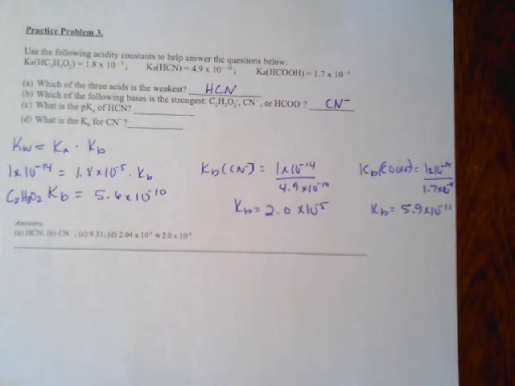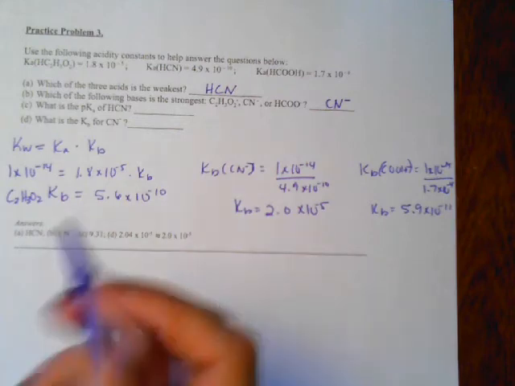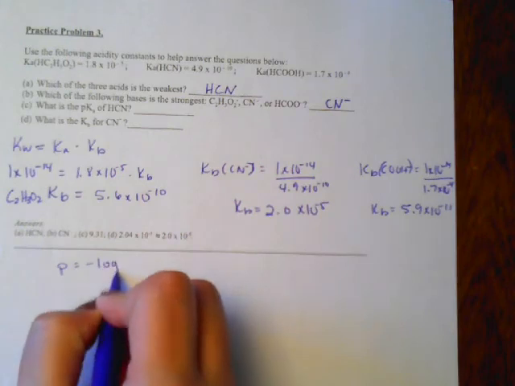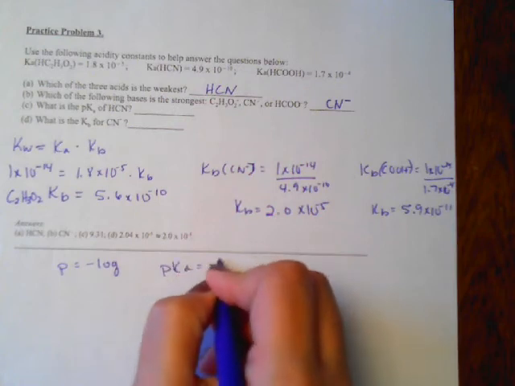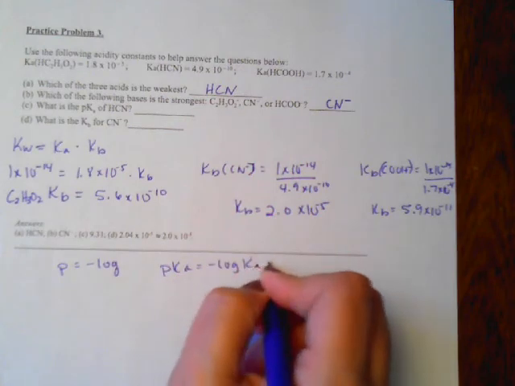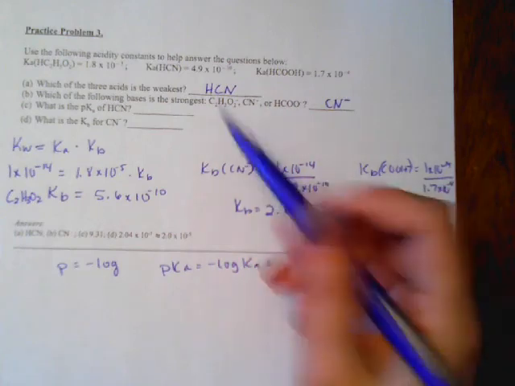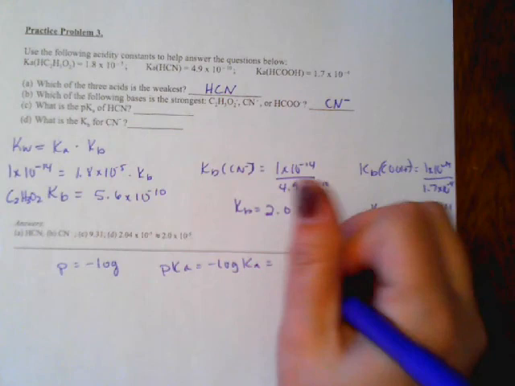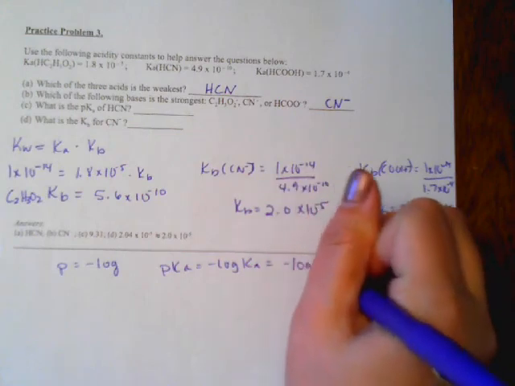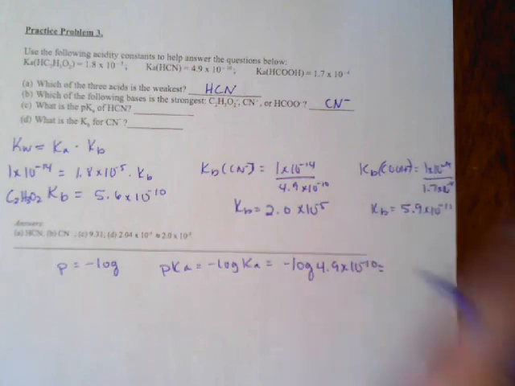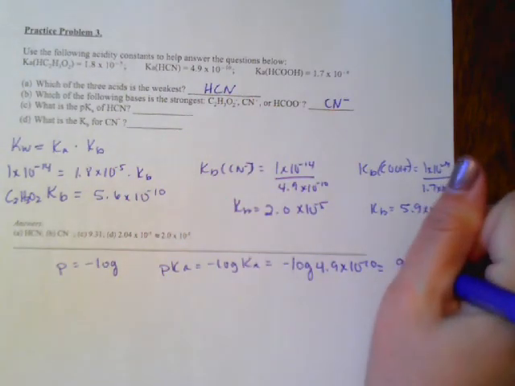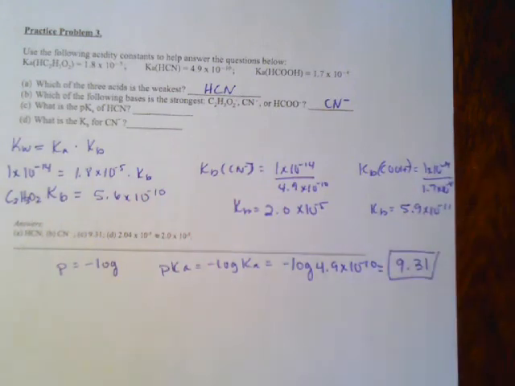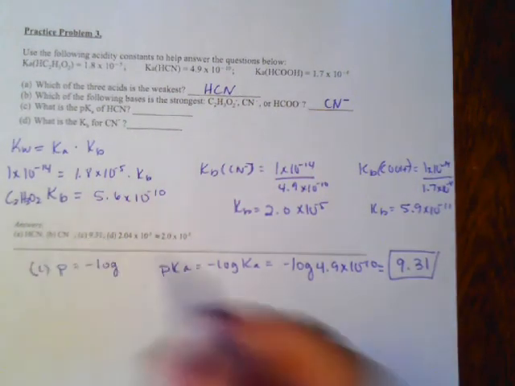And then it says, what is the pKa of HCN? Well, p simply means negative log. And you can take a negative log of anything. So the pKa is the negative log of Ka. Right? And so since our Ka for HCN was 4.9 times 10 to the minus 10, we take the negative log of 4.9 times 10 to the minus 10. And we get 9.31. And that is C.